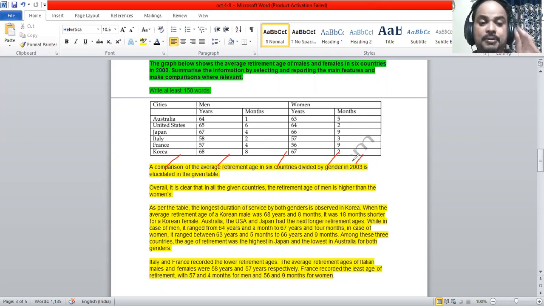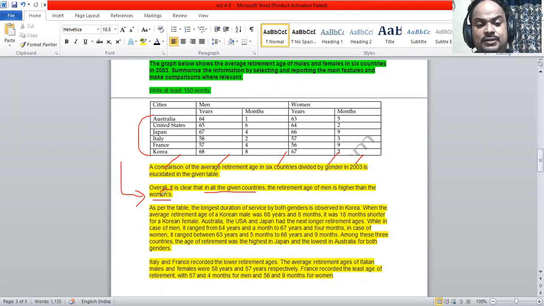Actually, the table portrays a comparison of men and women of 6 countries' retirement age. So everything is perfect in one sentence. Now, if I look at the overview for your convenience, you can see that overall, it's clear that in all the given countries, the retirement age of men is higher than the women's retirement age.